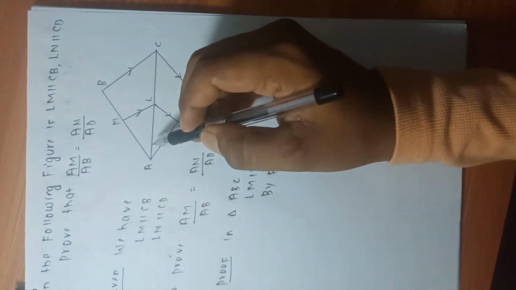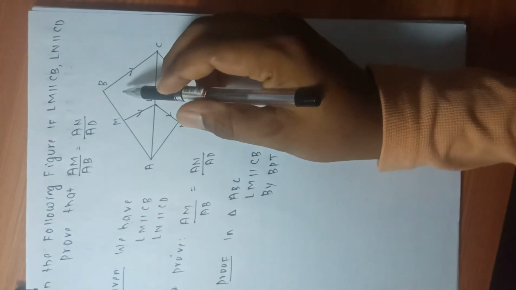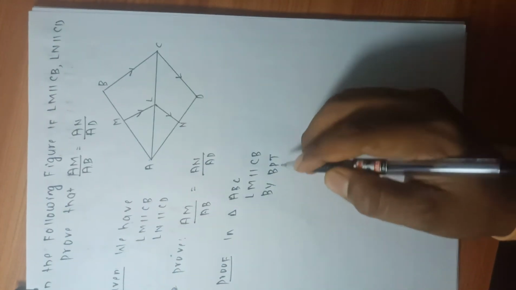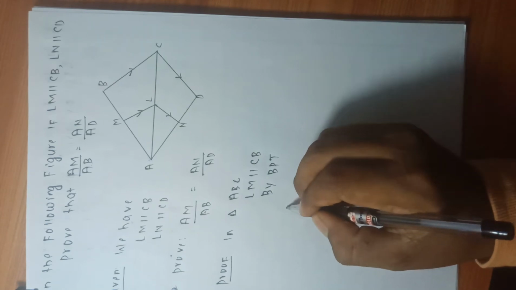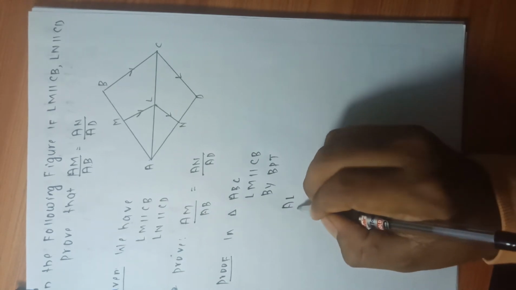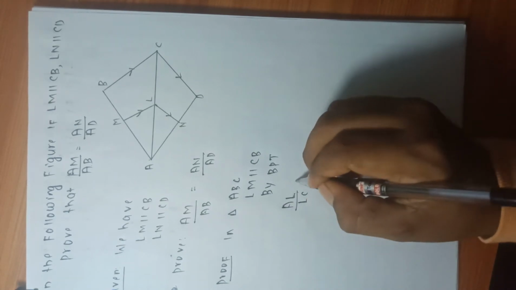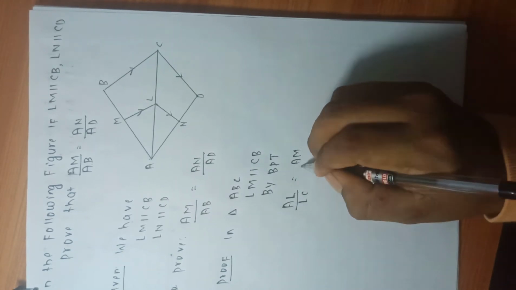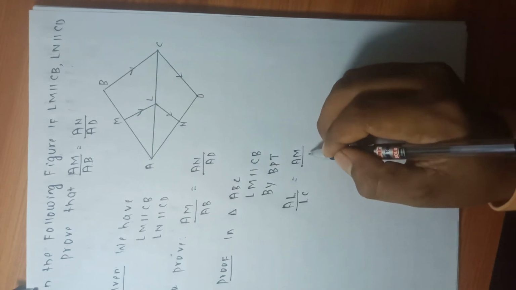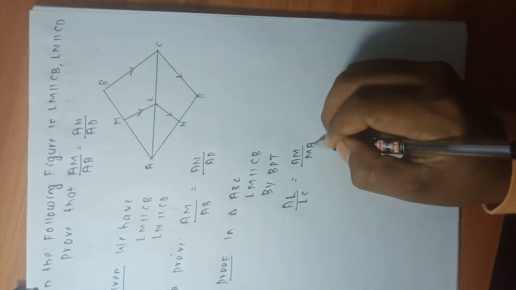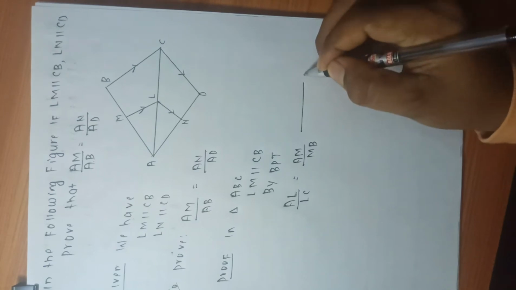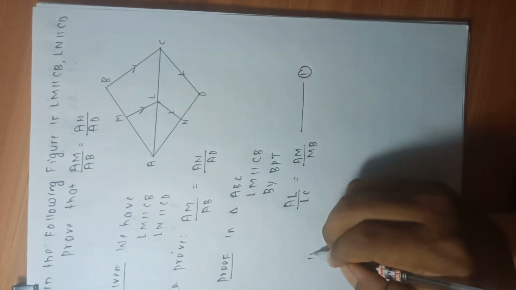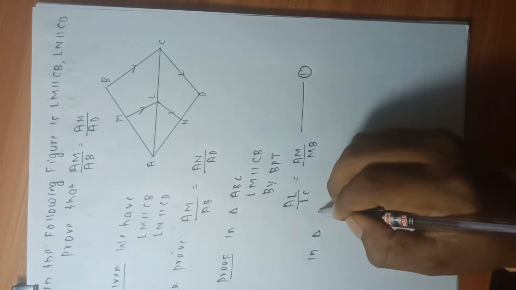First of all, we take the triangle ACB. In triangle ACB, you can see LM is parallel to CB, so by BPT we can write AL by LC equals AM by MB. This is equation number 1.